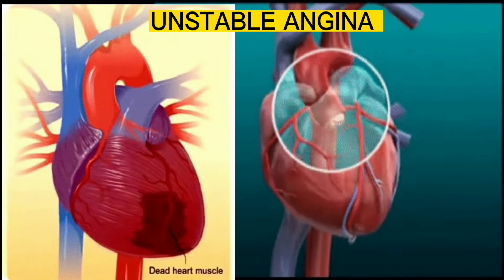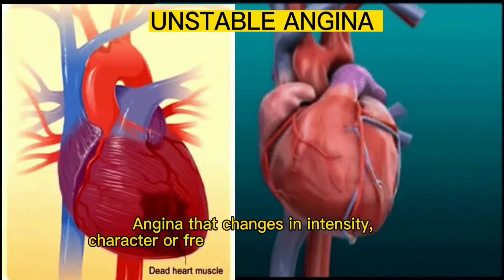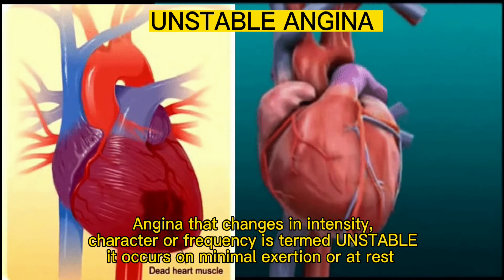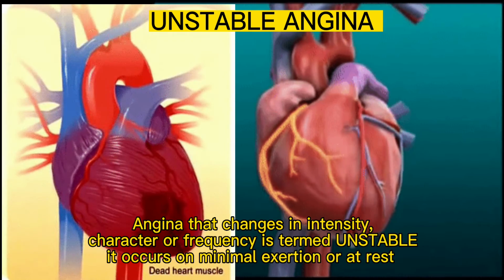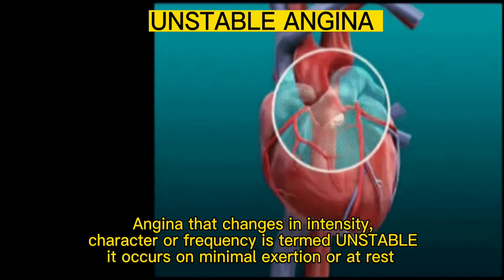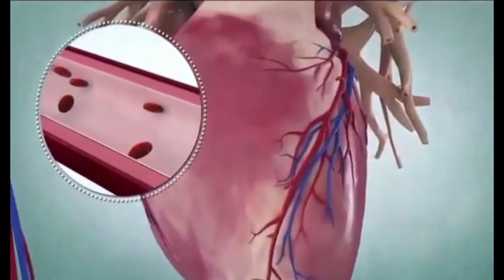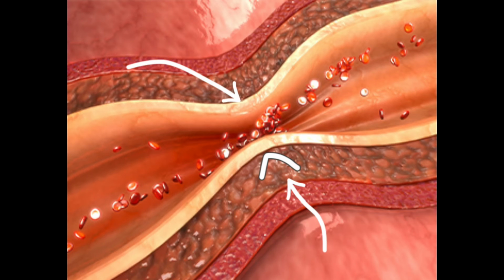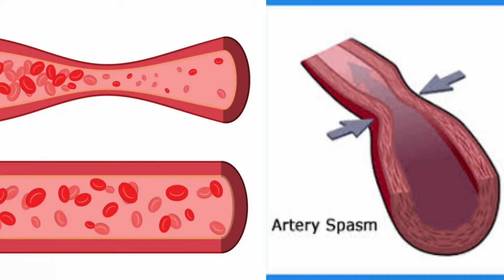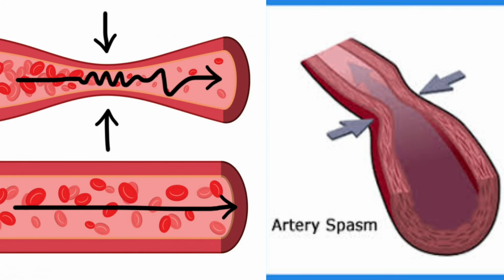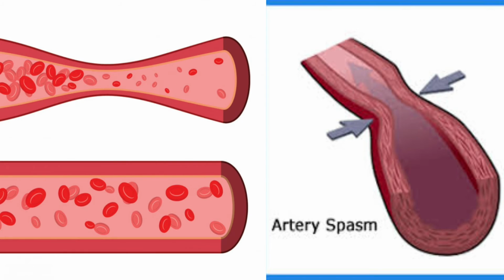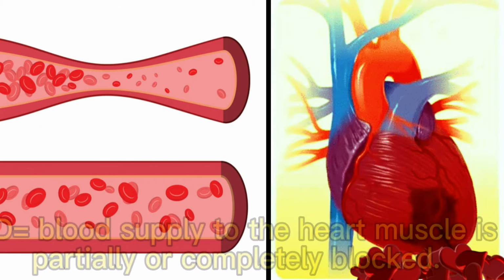Unstable angina. Angina that changes in intensity, character, or frequency is termed unstable. It occurs on minimal exertion or at rest. Vasospastic angina. A sudden coronary artery spasm that leads to a reduction in coronary blood flow, thus causing severe chest pain. Angina at rest is called vasospastic, Prinzmetal's, or variant angina. This type of angina occurs at rest, rather than on exertion, without any initiating factors.